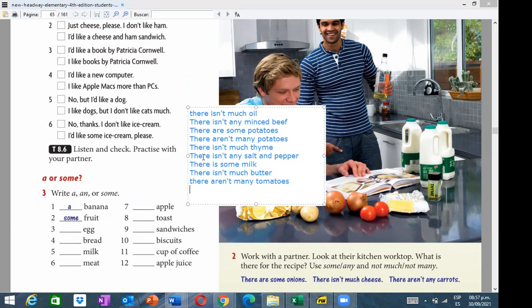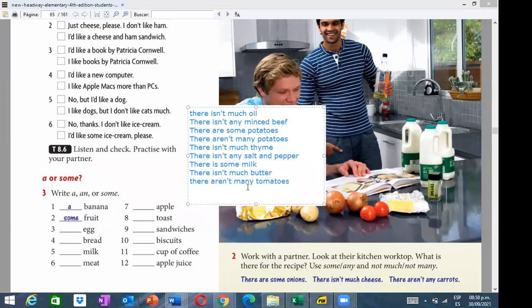The next example, there isn't much time, for example, right? The next, there isn't any salt and pepper. Well, there isn't. We can't see. The next, there is some milk. Yes, we can count and we can say there are 3 bottles of milk, for example. Yes, we can say that. The next, there isn't much butter, as you can see, right? Here we have a few, right? Un poquito. There isn't much butter.